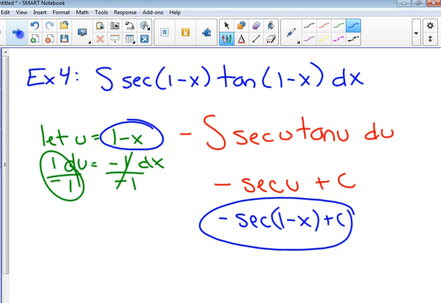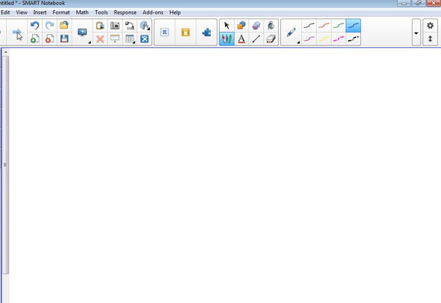So wouldn't that just be C minus secant of 1 minus x? Oh, like put the C first, so C minus? I guess you could, technically. Usually you always see the plus C after.